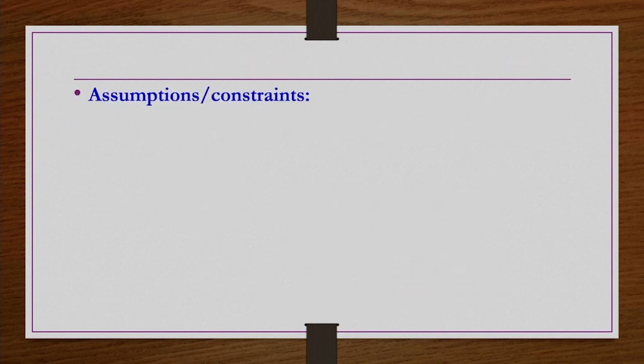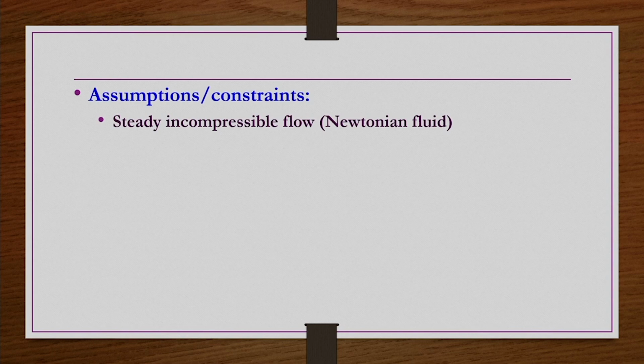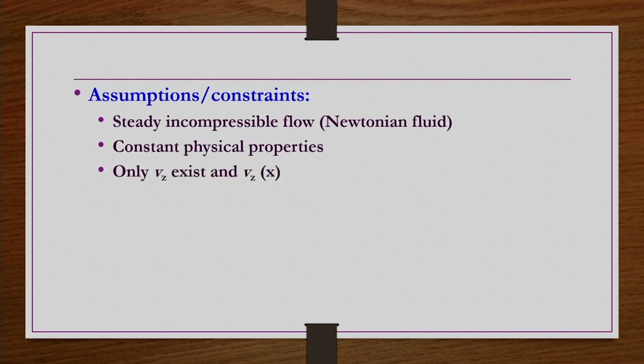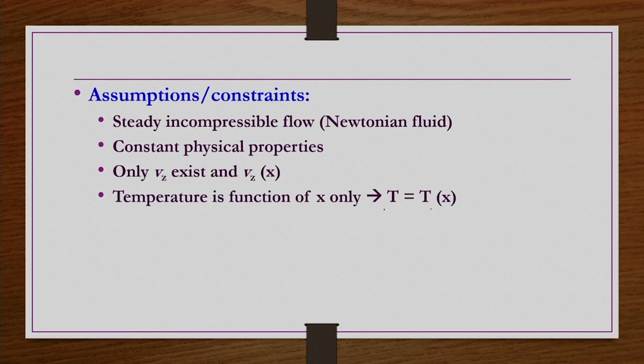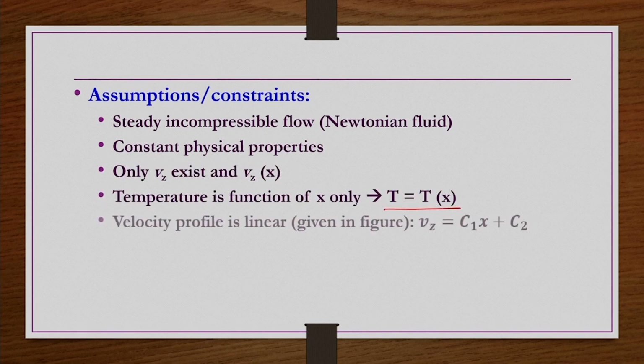So, assumptions and constraints of the problem: steady incompressible flow. The nature of the fluid is not given, so by default we should take a Newtonian fluid. Constant physical properties Cp, rho, mu etc. are constant. Only Vz exists and it is a function of x. Temperature is a function of x only, that is T is a function of x. The velocity profile is linear as given in the figure, so we can have Vz is equal to C1x plus C2. If it is not given, then we have to simplify the equation of motion and get the required velocity profile applying the boundary conditions available for the velocity, right.